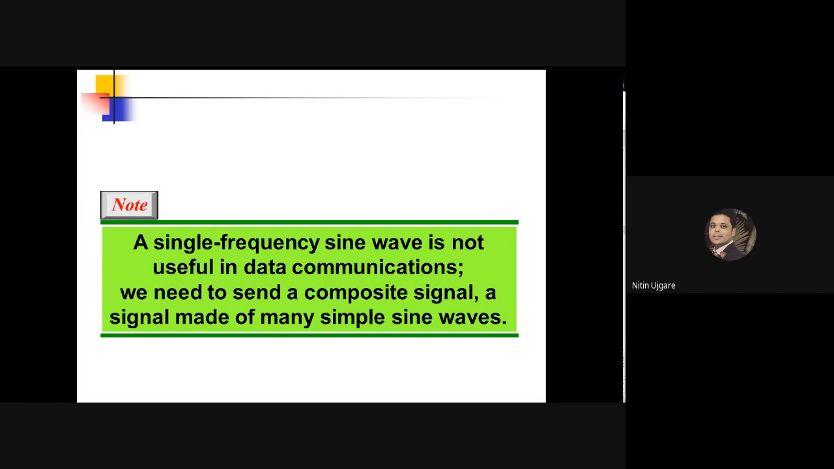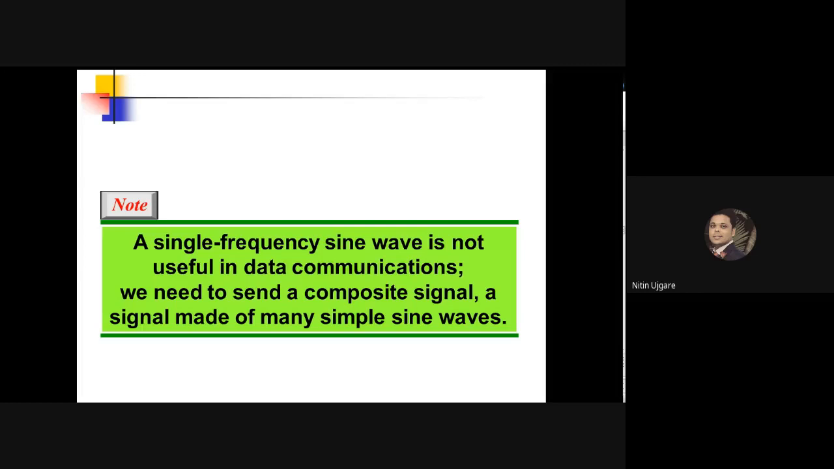As well, sometimes a single frequency sine wave is also used to convey or represent some data. For example, when you have a single frequency sine wave which carries some alarm signal, in that case this alarm is basically information that it carries. So when the alarm signal is generated, it is basically a security alert, right? So we are carrying some amount of information using a single frequency sine wave.